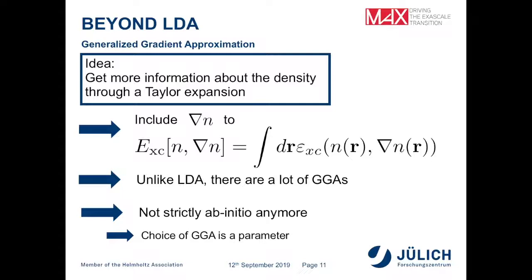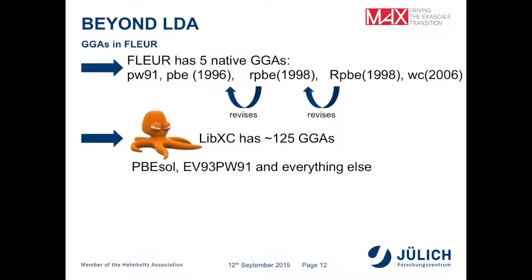And in FLEUR, we have a number of GGAs. Actually, we have 5. So we have this Perdew-Wang 91, and we have a number of PBEs, where the PBEs are just slight revisions. So I think there's one parameter slightly different between these, and this then is the revision of this one. And the people that developed the Octopus code have published a library, the libxc, and they have 125 GGAs. And for example, they have PBEsol, which is also quite interesting. And we recently implemented an interface to this libxc, and so now FLEUR also has 125 GGAs.